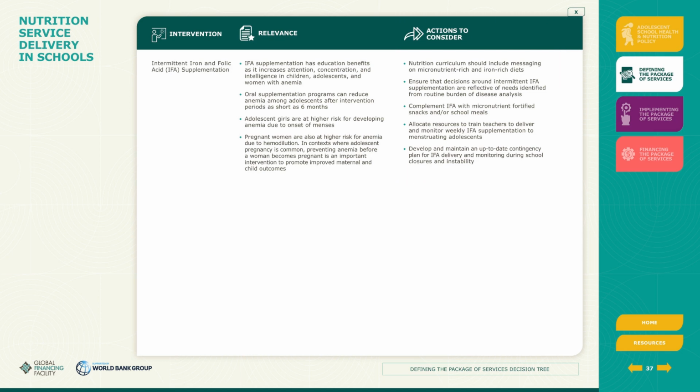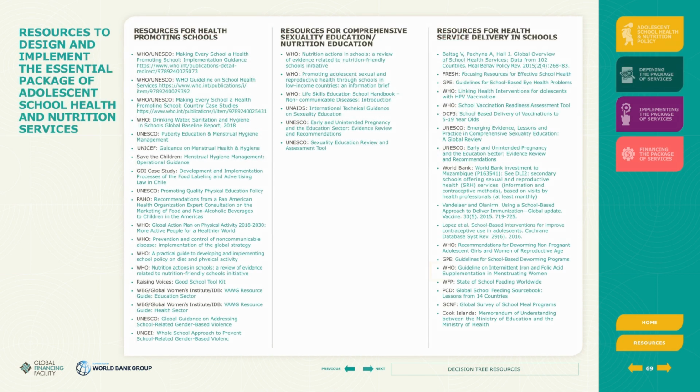In addition, to learn a bit more about intermittent iron and folic acid supplementation, you refer to the Resources tab and navigate to the section that consolidates resources to design and implement the essential package of adolescent school health and nutrition services. By reviewing the WHO guidance on intermittent iron and folic acid supplementation in menstruating women, you learn that IFA supplementation should be delivered in settings where the prevalence of anemia exceeds 20%.